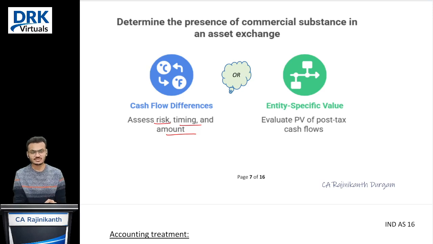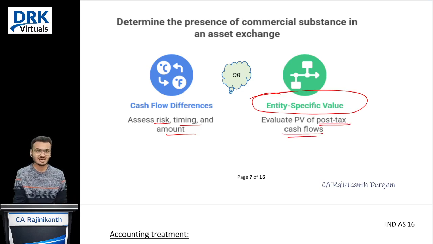Next case, for suppose, I am giving up my office building to you and I am acquiring your office building. Here, the configuration of cash flows is the same, right? There is no commercial substance. In another way, we can calculate the entity specific value of both assets. If the entity specific value is significantly different, in that case, we can say commercial substance exists. Entity specific value means what, sir? It is nothing but the post-tax present value of cash flows that the assets generate. So in terms of configuration of cash flows and entity specific value, we can check commercial substance, right?